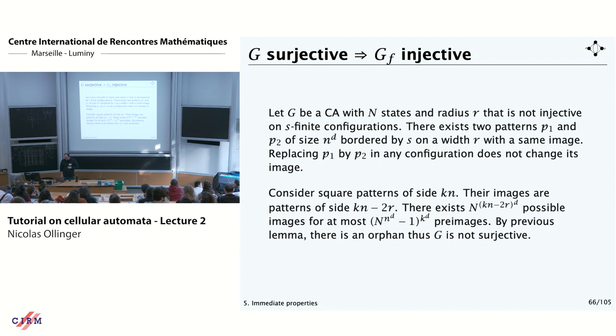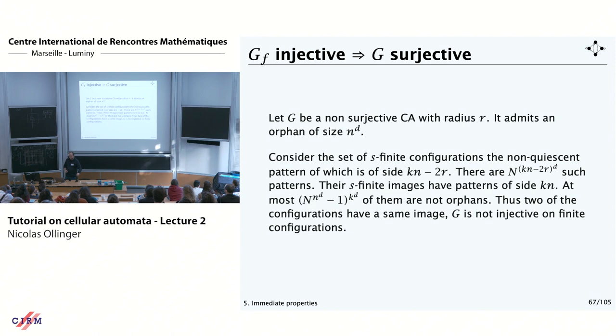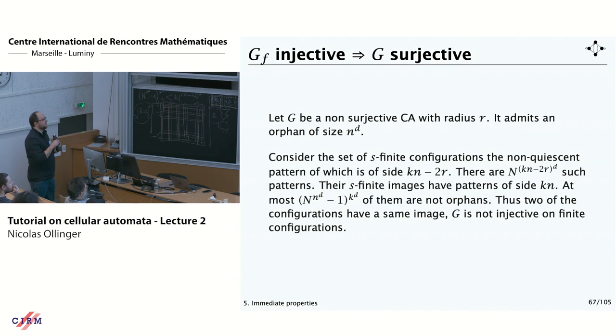And Myhill is the same argument with the same picture, but you just do it the other way. If you are not surjective, you have an orphan. The orphan is a way to fill the small n by n square like that. What you want to prove is that you're not injective on finite configurations. So you count, yet again, the number of configurations that you have. You take all the patterns which are images of that big square. It's that quantity. You take all the finite pre-images, and because of the orphan, you have to remove one again, and you get the same inequality, and you conclude. Yeah, that's the proof, more or less.